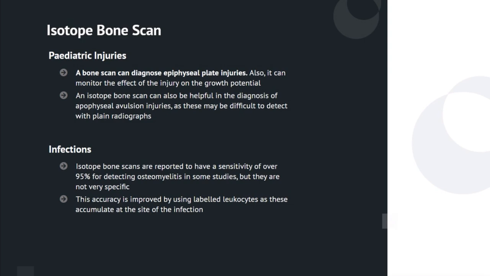Infections. Isotope bone scans are reported to have a sensitivity of over 95% for detecting osteomyelitis in some studies, but they are not very specific. This accuracy is improved by using labeled leukocytes, as these accumulate at the site of the infection.